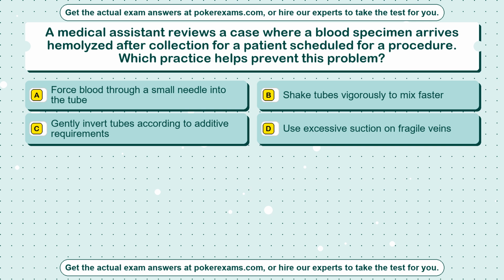Question 6. A medical assistant reviews a case where a blood specimen arrives hemolyzed after collection for a patient scheduled for a procedure. Which practice helps prevent this problem? Option A. Force blood through a small needle into the tube. Option B. Shake tubes vigorously to mix faster. Option C. Gently invert tubes according to additive requirements. Option D. Use excessive suction on fragile veins.